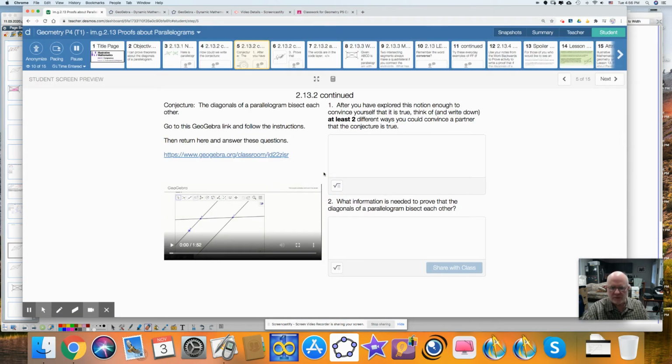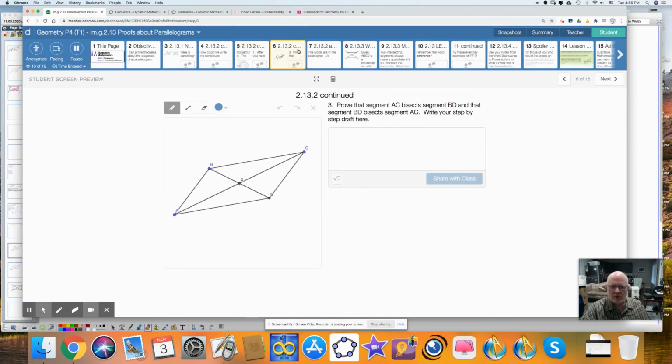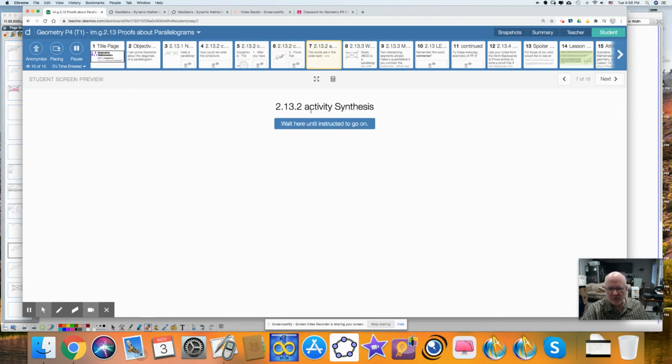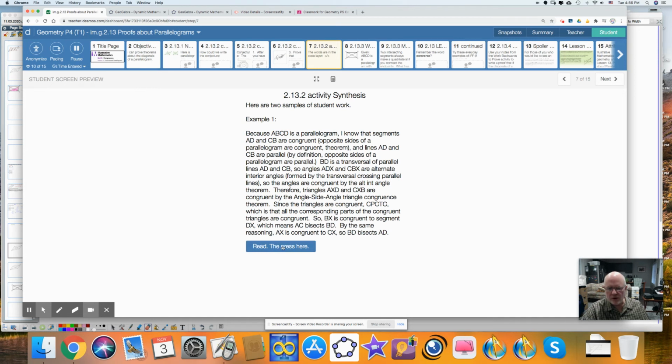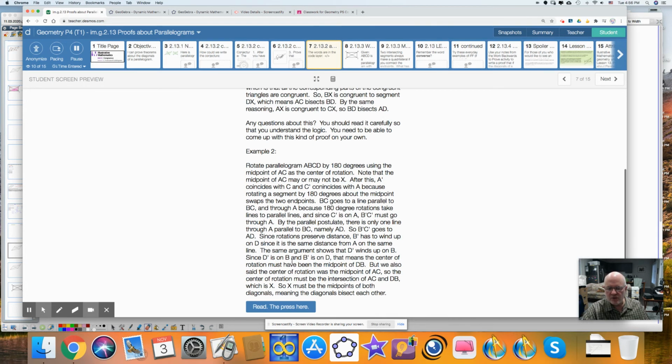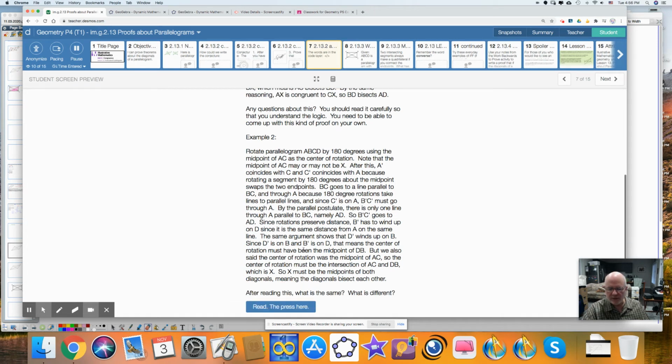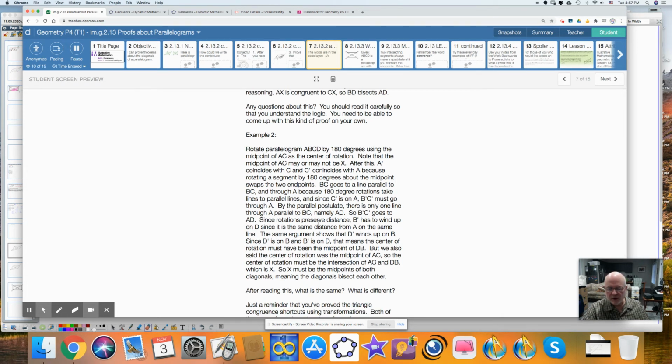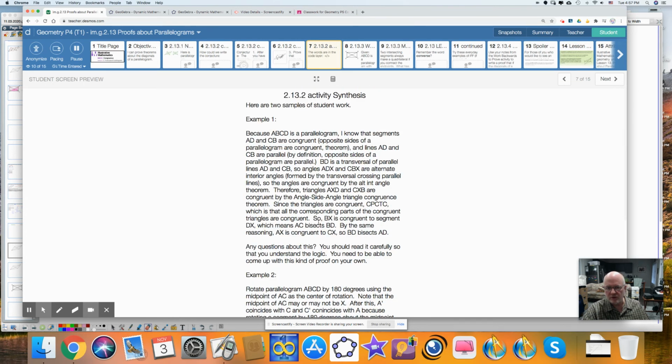Wow, that was a mouthful. Now, in our synthesis of this lesson, there are things for you to read. You can read this student explanation, and you should also read this one. This one uses a rotation, which is a little bit more complex, a little bit different. I like it better with just the one, but there are different ways of proving these, and you can read this on your own. You should.